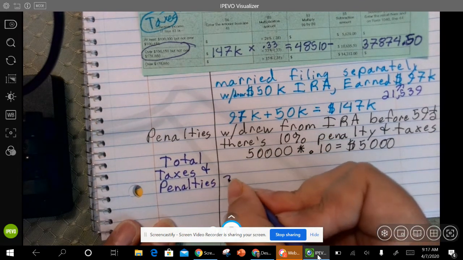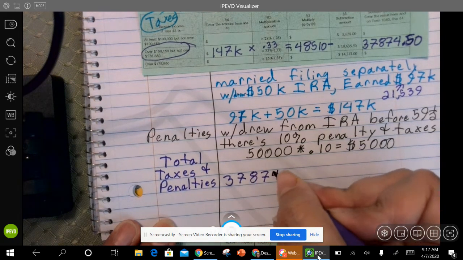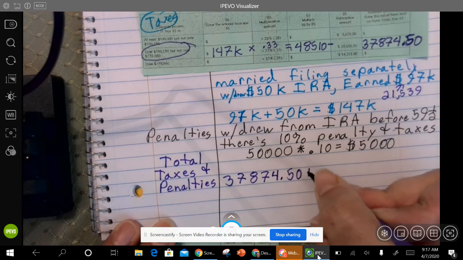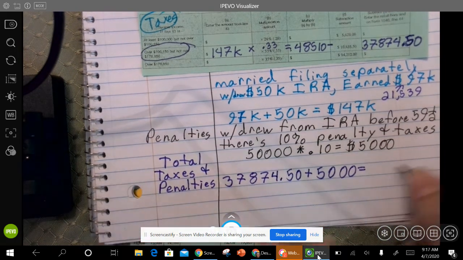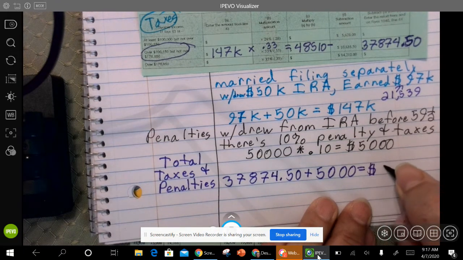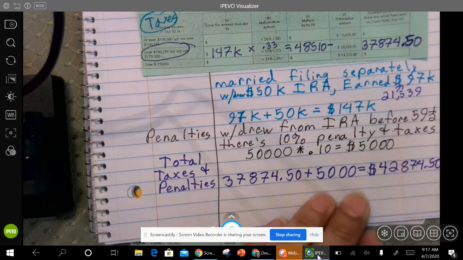Okay, so we had $37,874.50 plus that 5,000. We add those together. What do we got? $42,874.50. Okay.